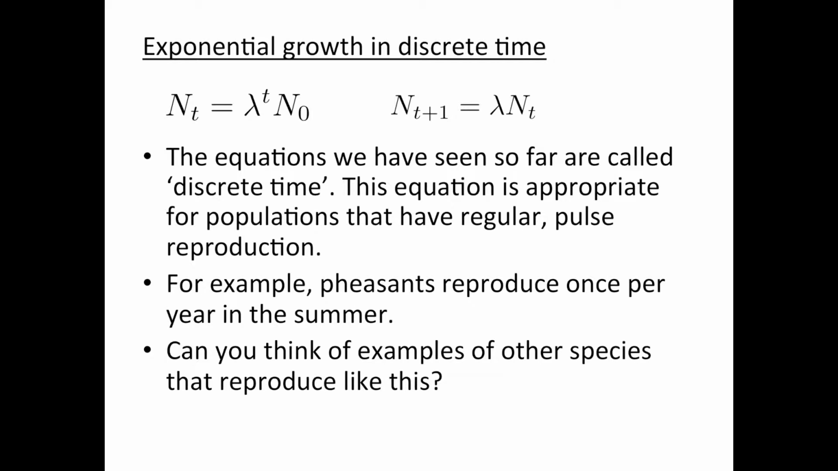This equation is appropriate for populations that have regular pulse reproduction. So the pheasants are a good example of this because they reproduce once per year in the summer. And so the reproduction is regular because it happens every year, and it's pulse because it happens just during a short time of the year. So pheasant populations have regular pulse reproduction because they reproduce every year during the summer. So can you think of any other species that reproduce like this and would be better modeled with a discrete time equation? I'll pause the video and let you guys talk about that as a class.